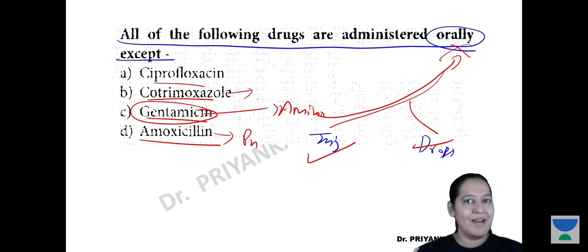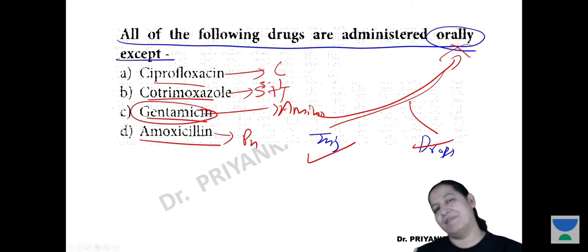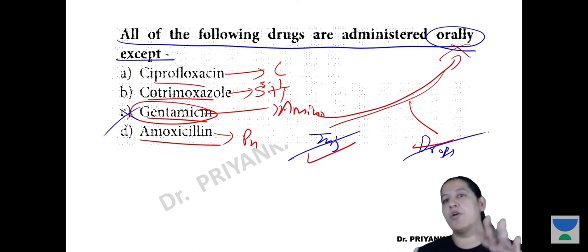Cotrimoxazole, we studied yesterday, right? It is a combination of sulfonamide and trimethoprim. Tablets are available in a 5:1 ratio. I have told you yesterday. Ciprofloxacin is a fluoroquinolone, so tablets are available. You know that. So for gentamicin, there is no tablet available because it's an aminoglycoside. Aminoglycoside either comes in injectable form or topical form.